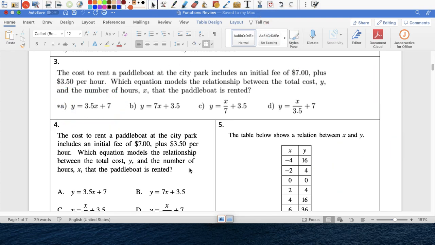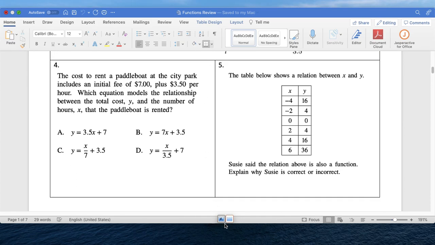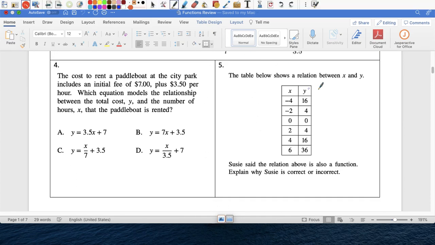4 is the same question, so I'm going to skip. I don't know why I did that. And then this one says, does this relation represent a function? Not a linear function, just a function. Meaning, does every input, every x value, have one output?